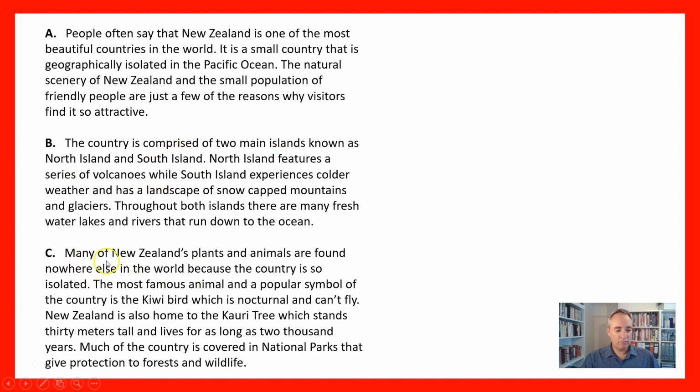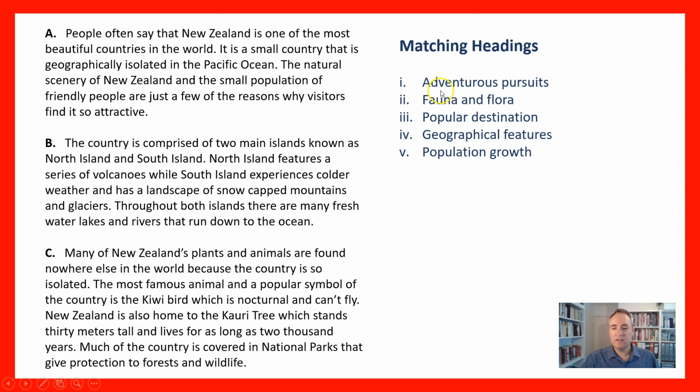Going back to the passage, in the 3rd paragraph, New Zealand's plants and animals are found nowhere else in the world because the country is so isolated. Okay, so plants and animals, famous animal, the kiwi bird, the tree. So what we've got here is information that is really about the natural landscape and the natural fauna and flora, I guess, of the country, the plants and animals. So let's have a look. Matching headings: adventurous pursuits, fauna and flora, popular destination, geographical features, and population growth.